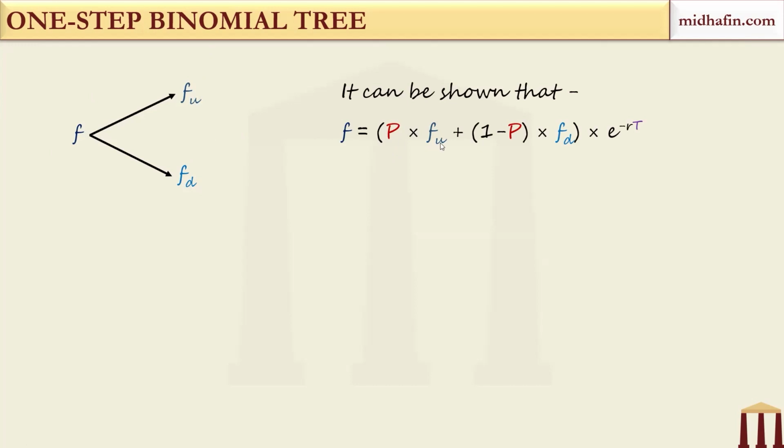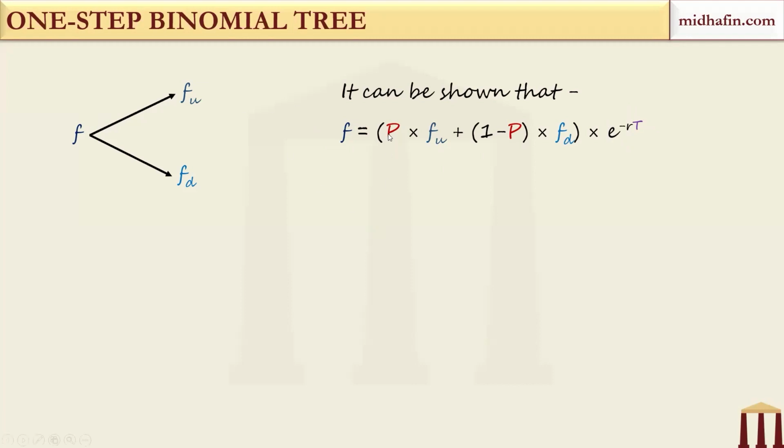So P times FU, that is the probability of the stock price going up times the payoff when it goes up, plus 1 minus P times FD, that is the probability of the stock price going down times the payoff if the stock price goes down. This is the expected payoff at maturity. Then you discount it till today and you get the F. End of the story. That's the one-step binomial tree.